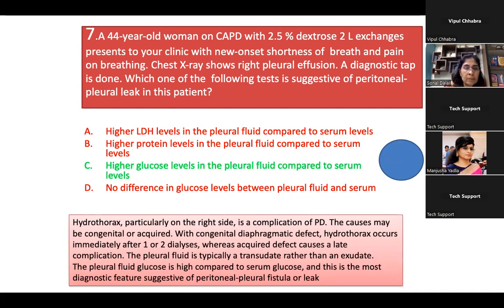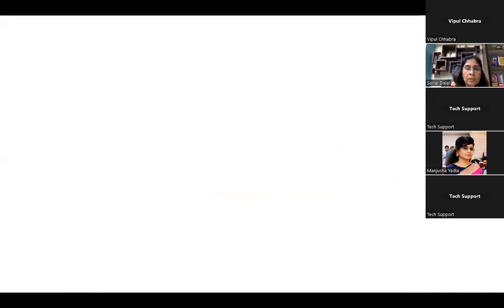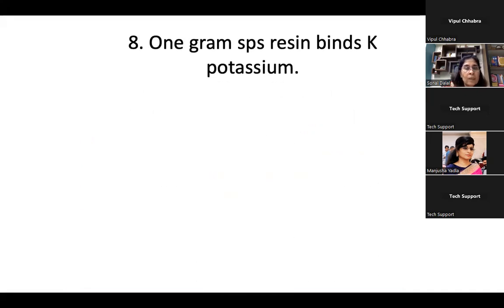Very easy answer, because as we know, there is dextrose in the dialysate, and it will be seen more in the pleural fluid as compared to the serum. The pleural fluid glucose is high as compared to the glucose in the serum. Next question is question number 8.